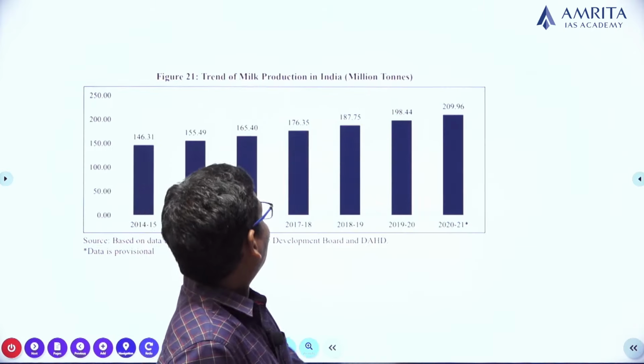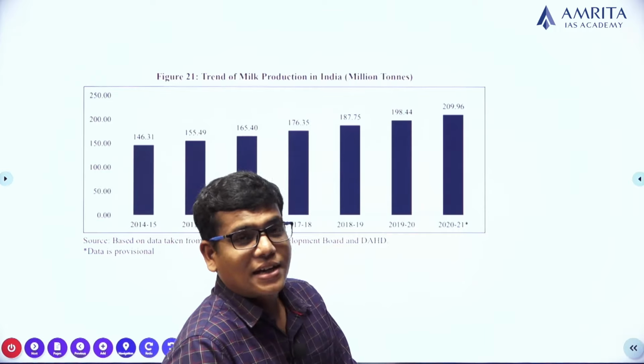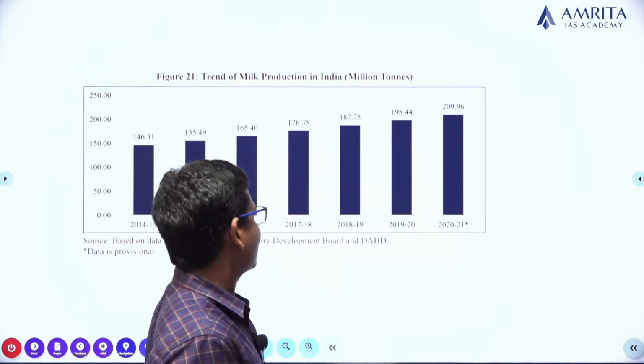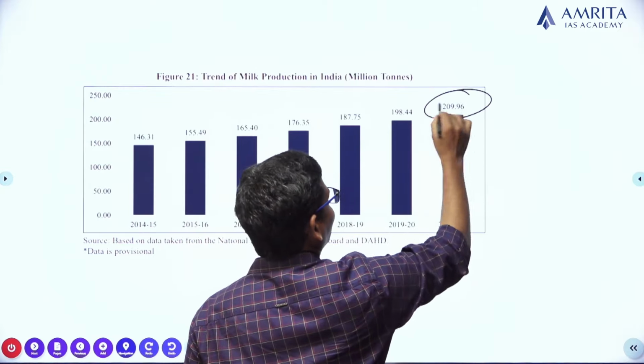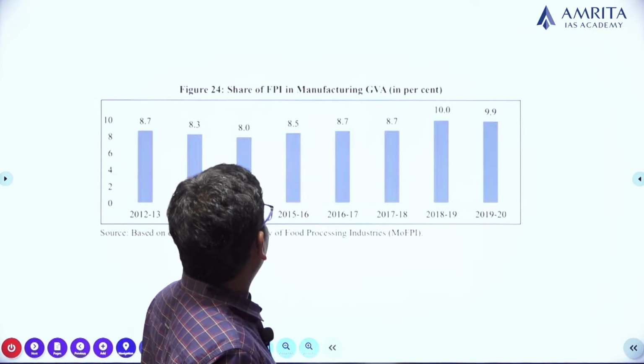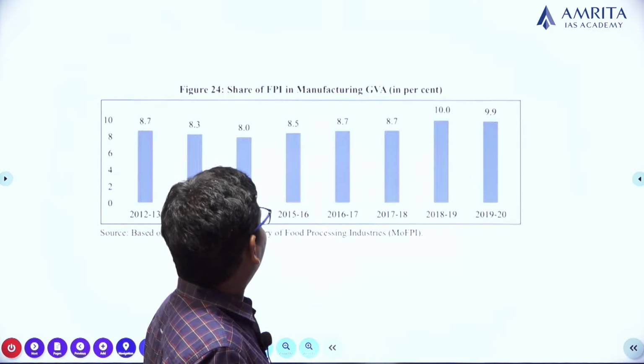Trend of milk production in India. You can see in million tons, we have reached 209.96 million tons. Share of FPI in manufacturing. Okay.